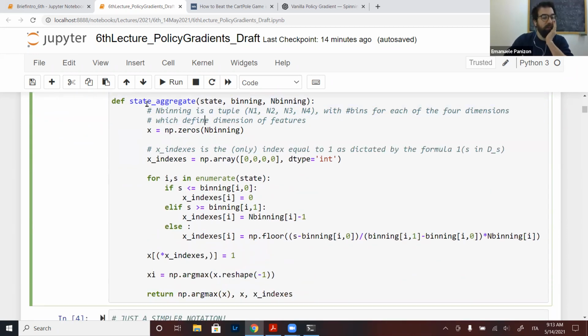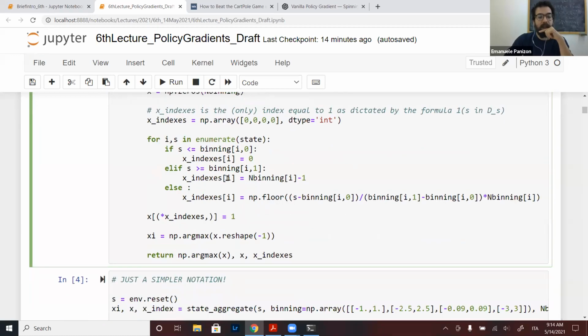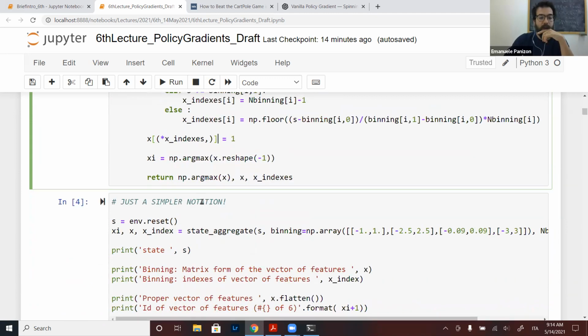This is the function which aggregates the state. Usually it was very general, but we're going to use it with a specific meaning. Just take the state, in our case the 4-dimensional real space, and then we take the kind of binning and how many bins you want in the 4 directions. And at the end, it returns 3 values. And we will see what they are right now.